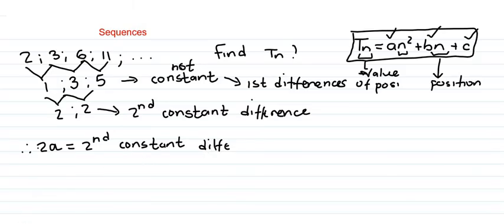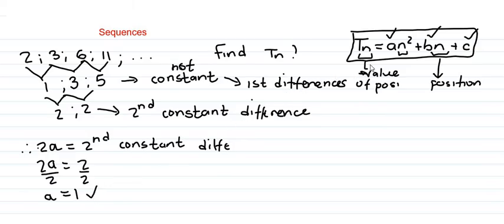From the relationship that I illustrated, twice A gives us the second constant difference. So we substitute: twice A is our second difference, and our second difference is 2. And then we solve for A. We divide both sides by 2, and we get that A is 1.